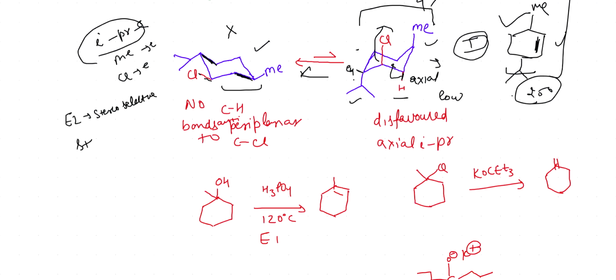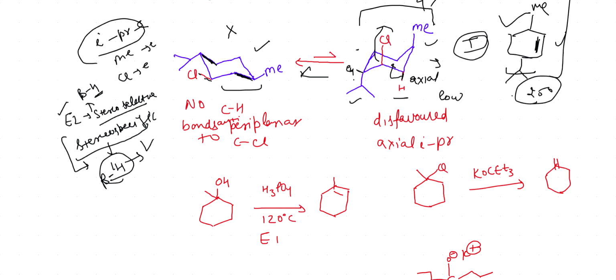Stereospecific when there is possibility of only abstraction of one beta hydrogen. When there are two beta hydrogens, in that case it will give a stereoselective product. Otherwise, it will give a stereospecific product, either E or Z. We have discussed this in detail as well in the case of cyclohexyl groups.